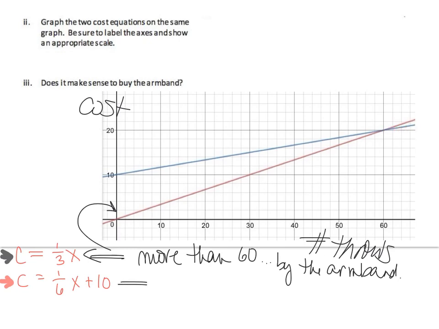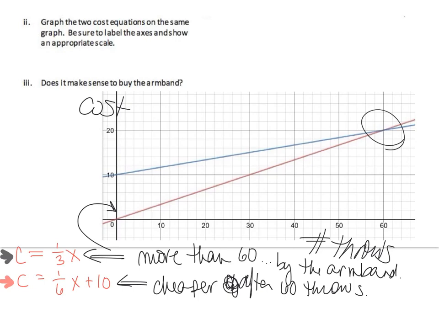So here we have cheaper after 60 throws. They are the same at 60.